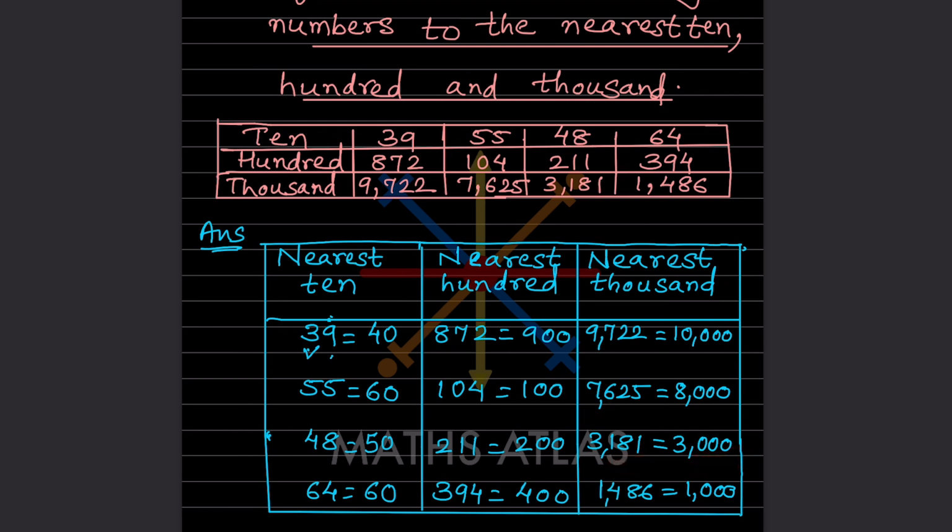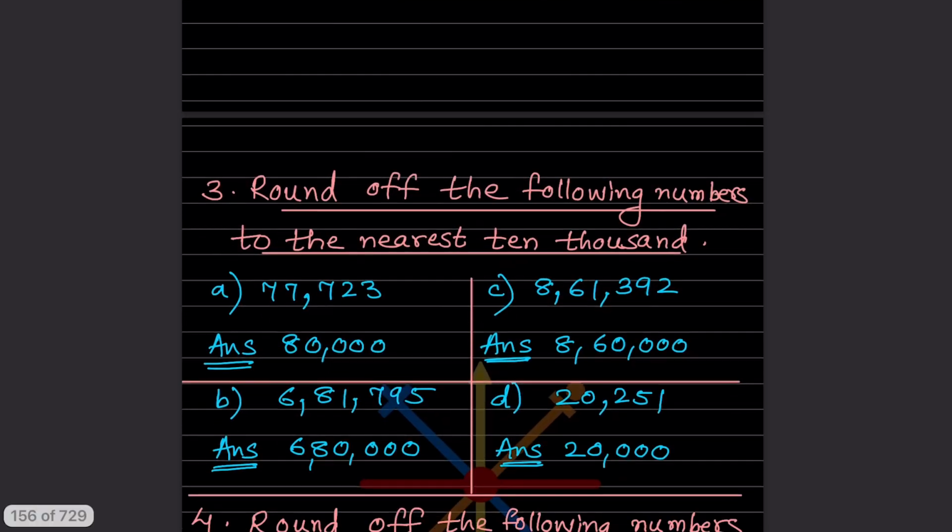Now we will go for the next one, that is ones, tens, hundreds and thousands. So here you have to concentrate on 1. Now what happens here? 4 is less than 5. So 1 remains the same. You will write here 1 and then 3 zeros. Hope you have got this one.